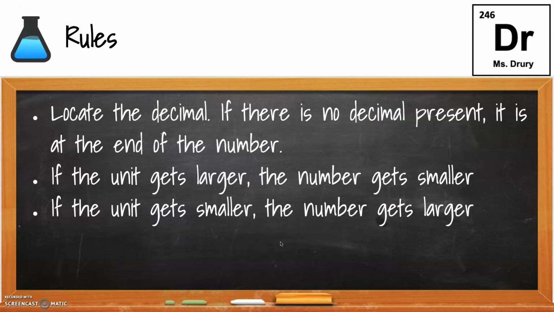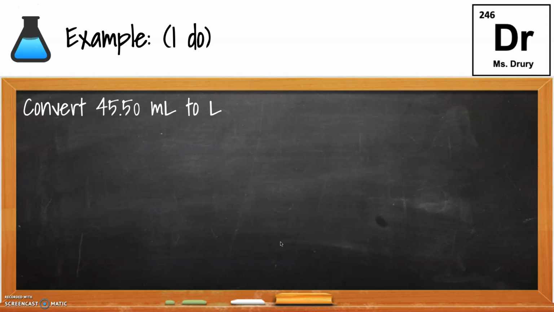So what I would do is locate the decimal in your number, and if there's no decimal present, it's at the end of that number. So if it just says 100, the decimal is after the 100. If the unit gets larger on that table, then your number has to equalize by getting smaller. And if a unit gets smaller, the number gets larger. It might be a good idea to save these notes somewhere, and we're going to apply them to a question.